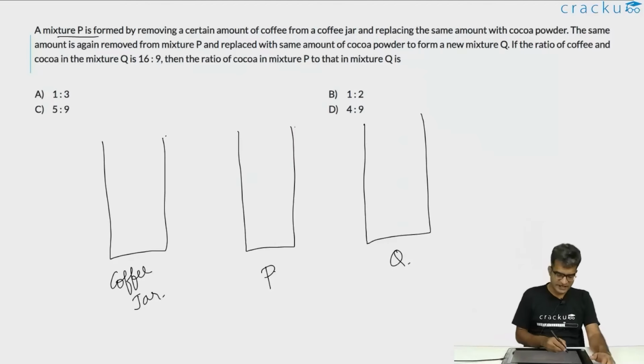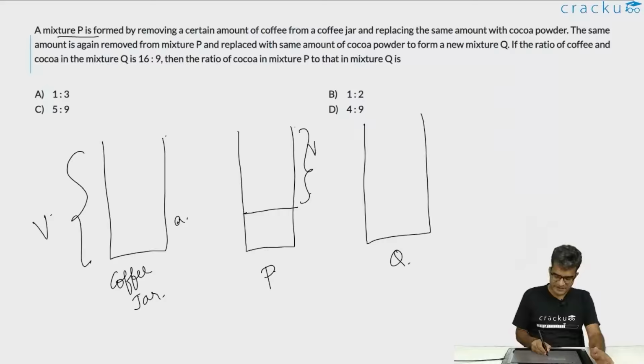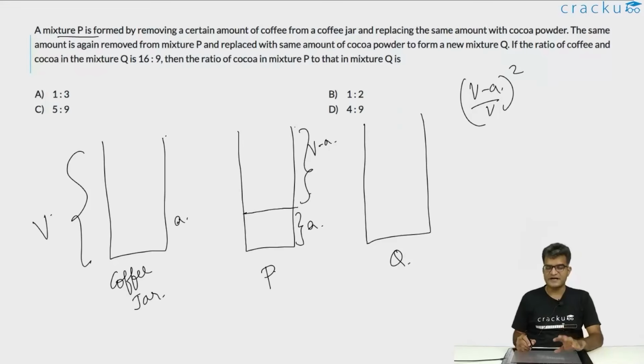Let us assume that the initial volume of the coffee jar is V. The amount of coffee that is replaced with cocoa is, let us assume, equal to A. Then the amount of coffee in mixture P will be V minus A, and the amount of cocoa will be A. In mixture Q, what is the amount of coffee? We know that the fraction of coffee will be V minus A divided by V whole square. If the process is repeated a third time, the fraction will be V minus A divided by V whole cube, and so on.